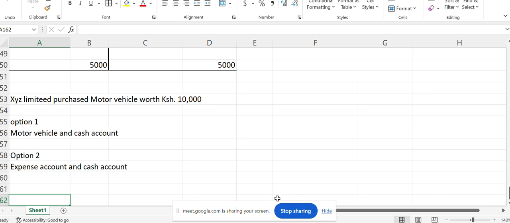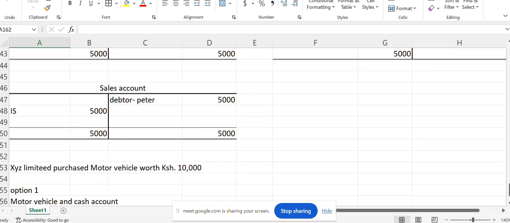Capital, liability, and revenue, they are always credited. So for example here, this is a sales account. Sales is a revenue. You automatically know that the balancing figure in that sales account should go to the credit side of the trial balance. Assets, debtors, cash, non-current assets, name them, debit side of the trial balance. Capital, liabilities, credit side of the trial balance.